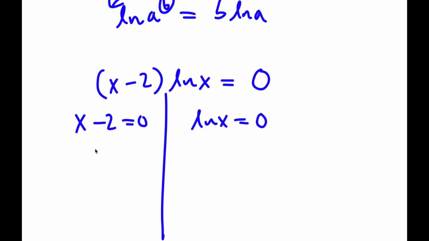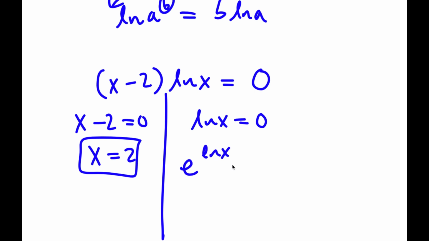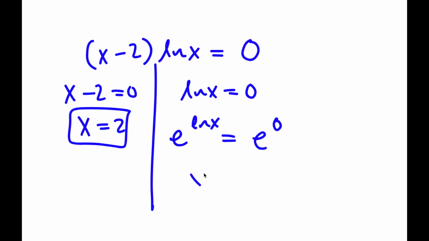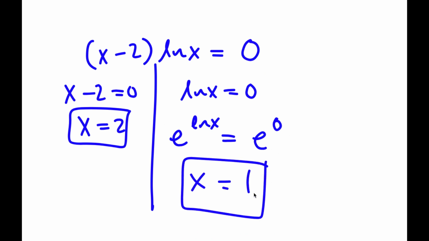So for x minus 2 equals 0, x is obviously equal to 2. And for ln x equals 0, I'm going to take e to the power of both sides. So now I have e to the power of ln x is equal to e to the power of 0. E to the power of ln x is simply x, and e to the power of 0 is 1. So my two solutions are 2 and 1.